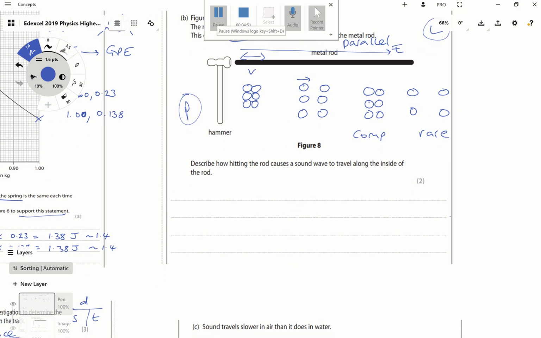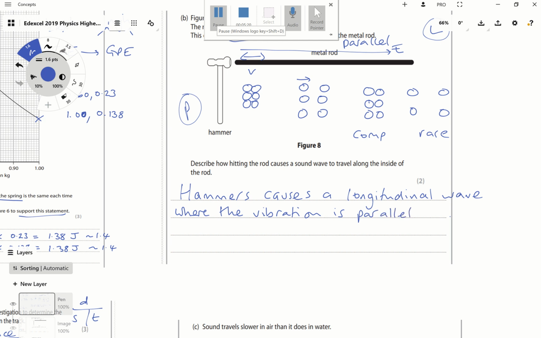So the hammer causes a longitudinal wave where the vibration is parallel to the direction of energy transfer.